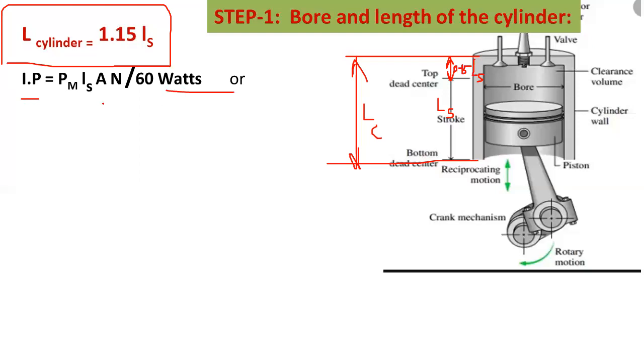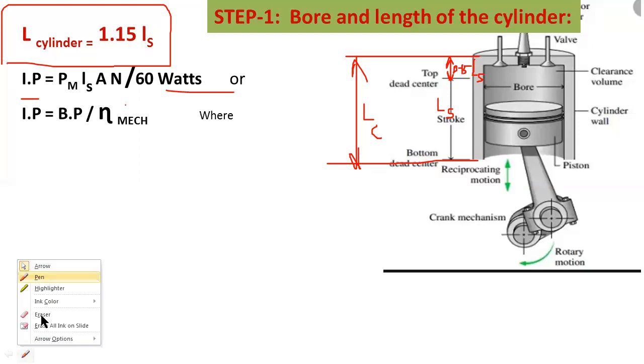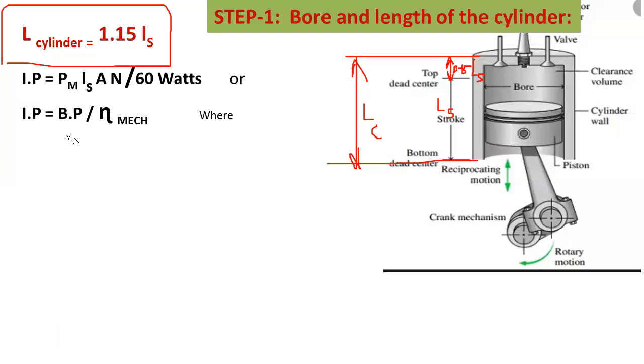Okay, there is another formula, that is IP = BP / ζ_mech. Indicated power equals brake power divided by mechanical efficiency, where BP means brake power and zeta mech means mechanical efficiency. These two are the formulas for indicated power.